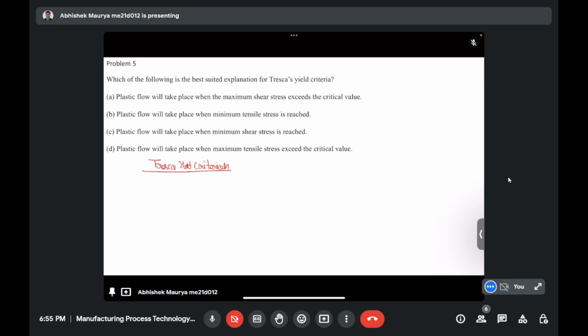So the statement of the Tresca criterion is: yielding will occur when the largest shear stress reaches a critical value.